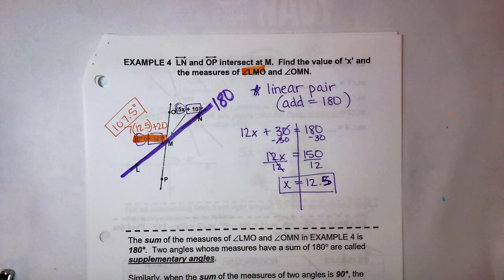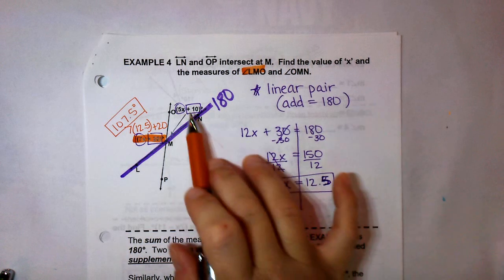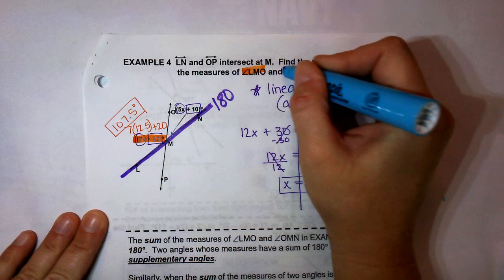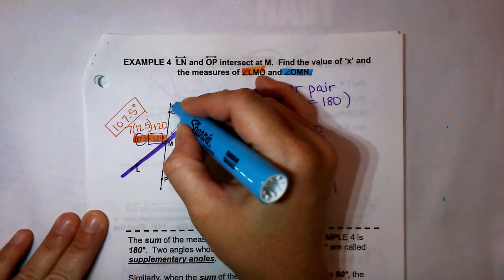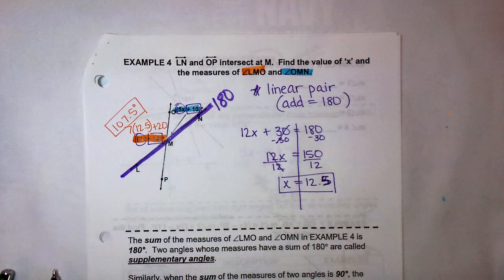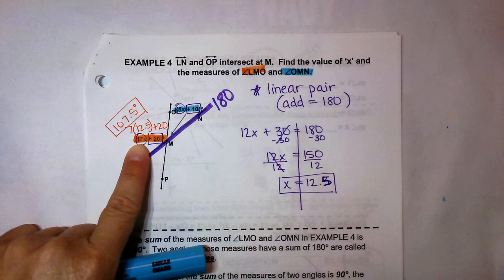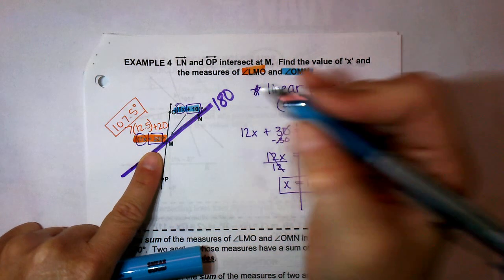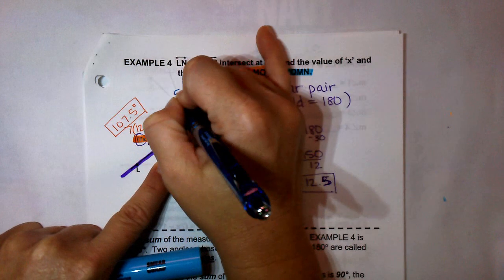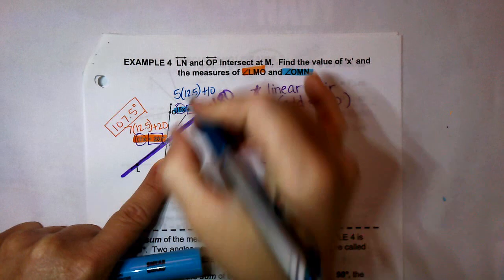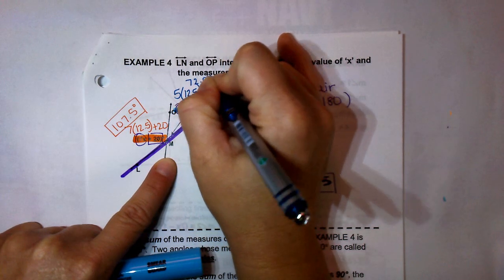And then I think the other one is the other side. So again, I'm going to take the x that I found and I'm going to plug it into this equation. OMN is this side. What's in red? Oh, that's the equation. I highlighted the equation. Sorry. So 5 times 12.5 plus 10 is 72.5.